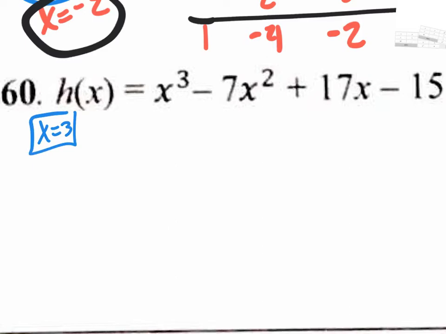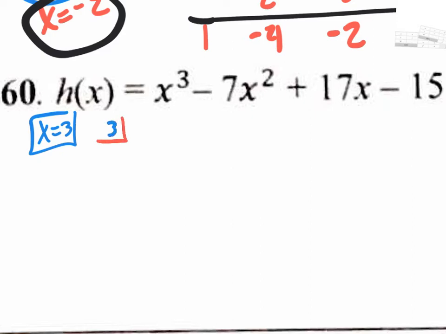And what are we going to do with this answer? We know that we could use synthetic substitution to plug it in to get a depressed polynomial, which will change it from a 3rd degree polynomial to a quadratic trinomial, which we'll be able to factor, split, and solve. Or if not, actually we won't be able to factor, split, and solve, but we will be able to use the quadratic formula. So let's plug in the 3 right there, and then let's make a list of our coefficients.